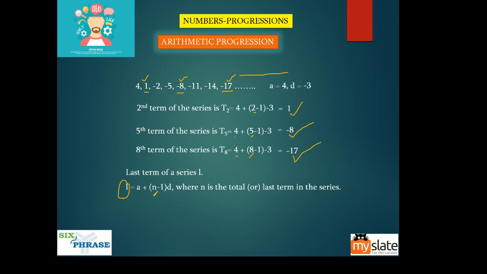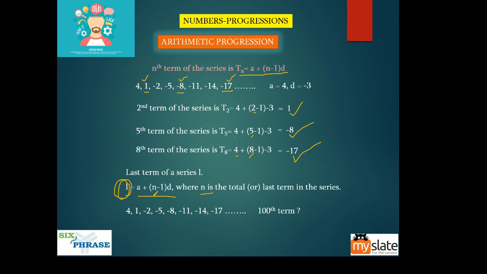eighth term. Okay, here if the n is the last term of the series, whatever that may be. Let us assume the series has 50 numbers. If n is 50, then whatever you get here is the 50th term, right? Yes, so if you want the last term, use the same formula, but n should be what? N should be the total or the last term in the series.